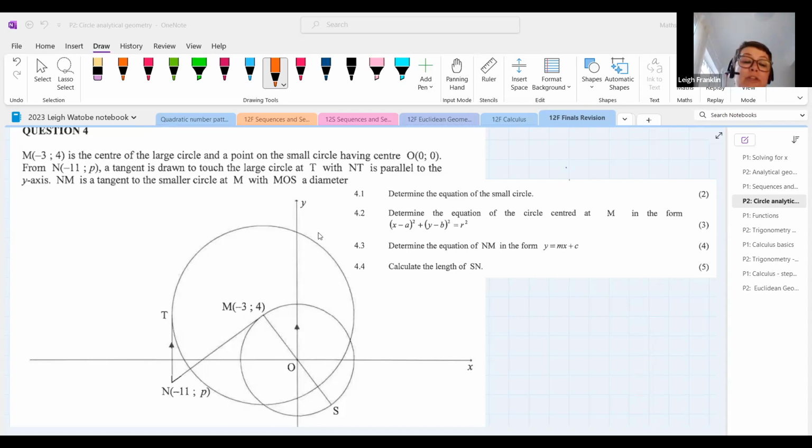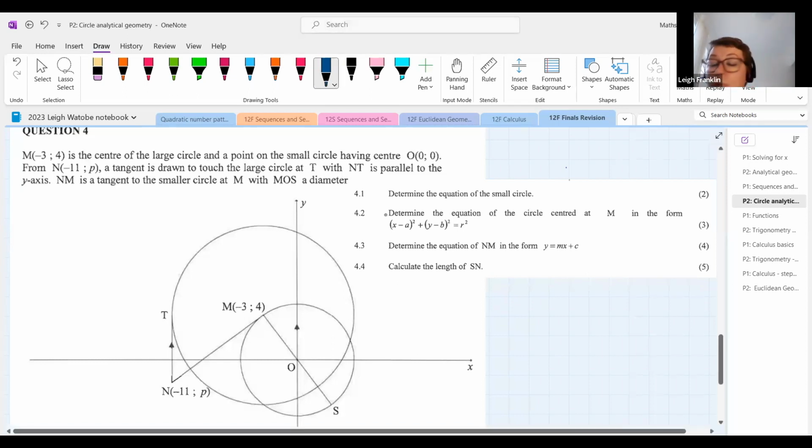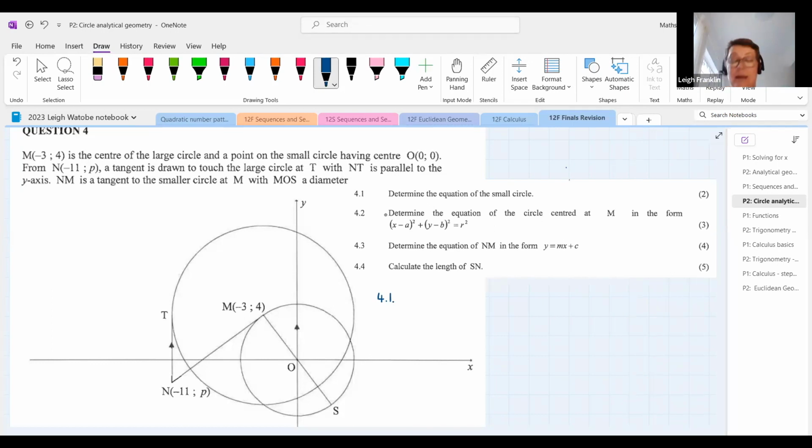And as I was trying to illustrate to Gugu earlier, we know that the diameter is going to be perpendicular to the tangent of the circle. So we know that at M, there is going to be a 90-degree corner. We're obviously going to use that somewhere in our calculations. So the first thing that they want us to do, and again, I'm going to try and let you guys do as many of these questions on your own rather than me telling you, but we probably are going to need a little bit of time to talk about question 4.4, although I have already alluded to how it would be done. Let's have a look at question 4.1. They want us to determine the equation of the small circle.